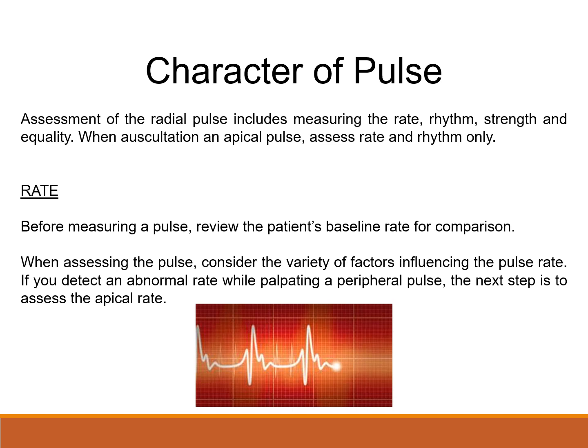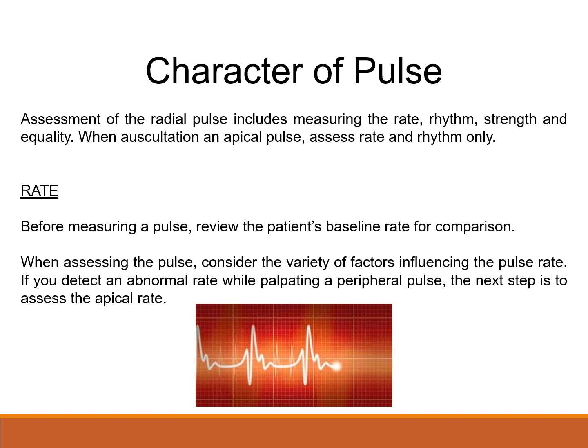Before measuring a pulse, review the patient's baseline rate for comparison. When assessing the pulse, consider the variety of factors influencing the pulse rate, as we've discussed earlier. A single factor or combination of these factors often causes significant changes. So if you detect an abnormal rate while palpating a peripheral pulse, the next step is to assess the apical rate. The apical rate requires auscultation of heart sounds, which provides a more accurate assessment of cardiac contraction.